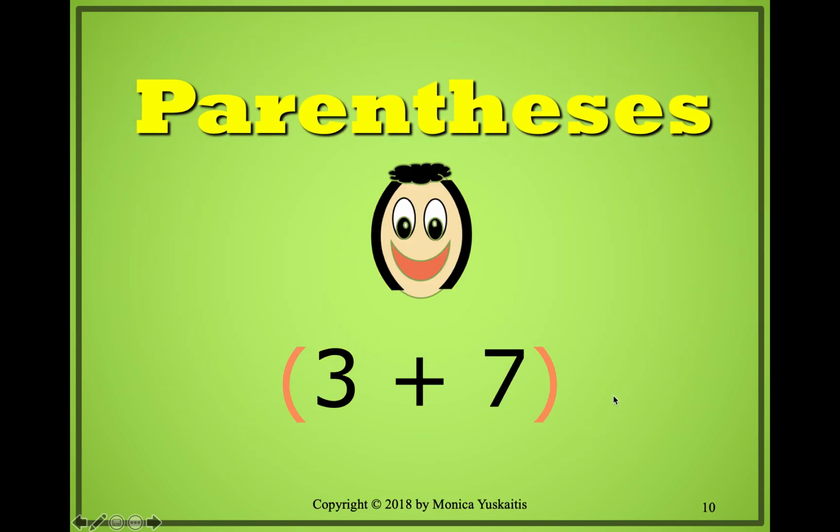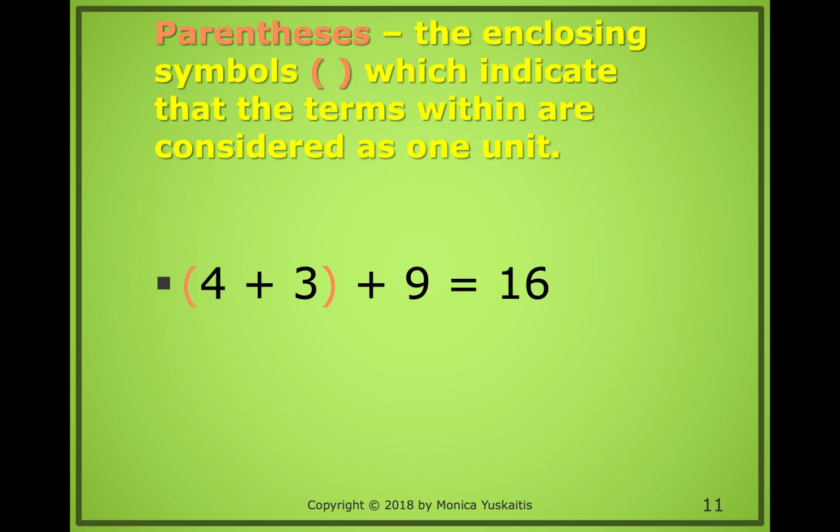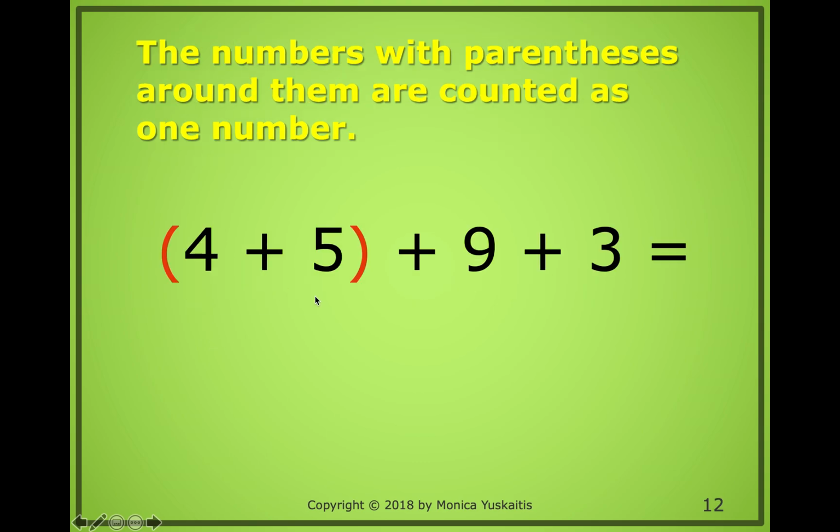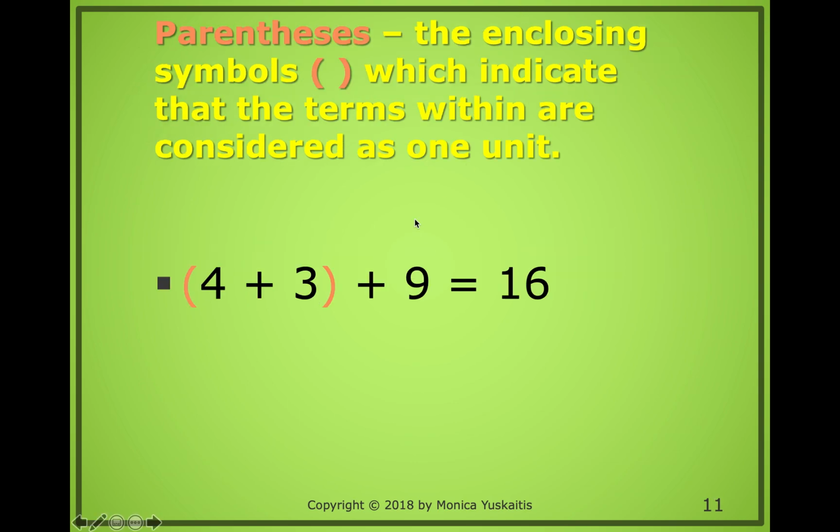So we're just going to break it down with just parentheses first. These are enclosing symbols, which indicate that the terms within are considered as one unit. So basically, I need to do what is inside the parentheses first. So ask yourself, what is inside the parentheses? 4 plus 3. Oh, I know that. It is 7. And then 7 plus 9 equals 16.